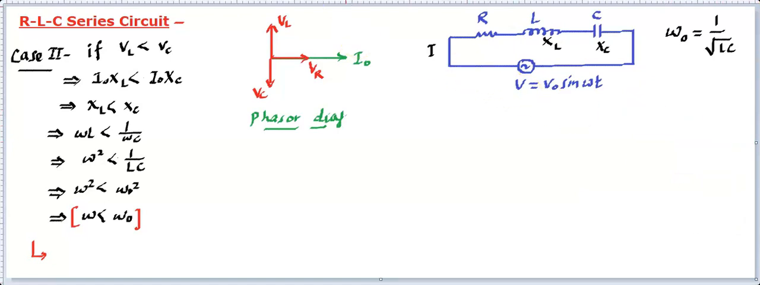So the phasor diagram, this was the original one. Now it will be like VC is more. So if VC is more, this will be VC minus VL, and this will be R, or you can call it VR.